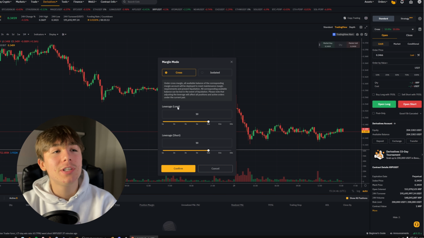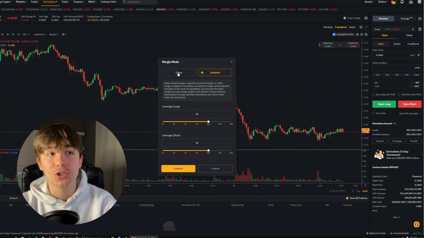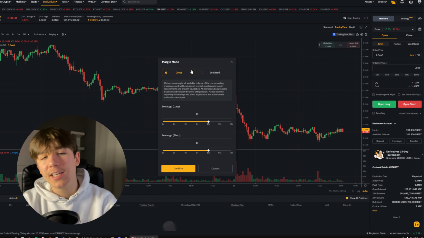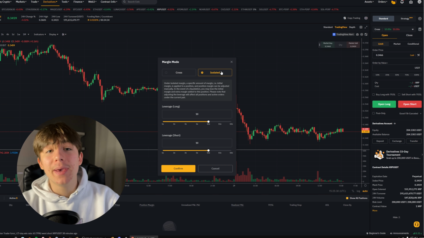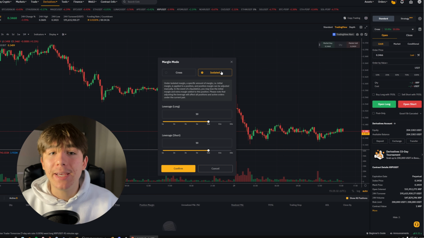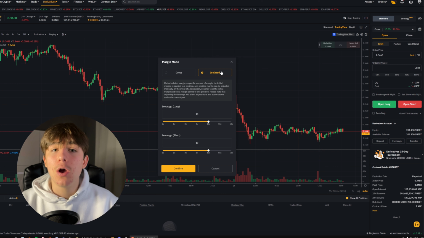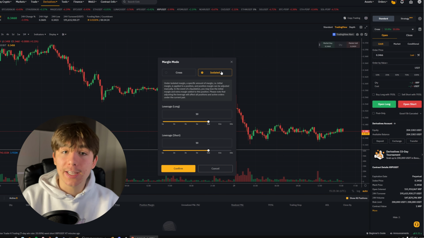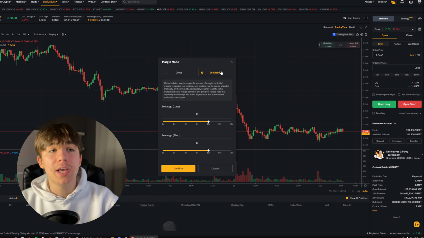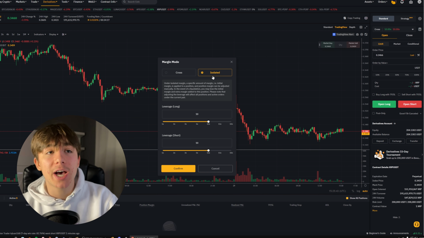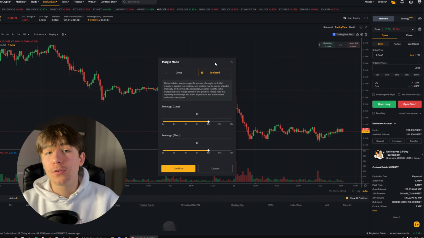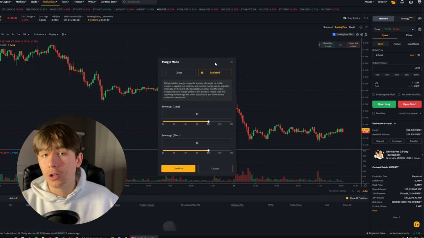Now on top, you'll notice that we have two modes we can choose from, one being the cross margin mode and the other one being the isolated margin mode. I will say right off, I think cross margin is way better, but I'll explain how it works. If you pick isolated margin, then that means that the platform will automatically put you out of your trade when the money you put in is gone. So for example, if I put in $100 and I use isolated margin, then the platform will put me out if my $100 is gone.